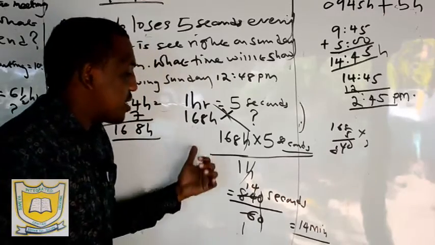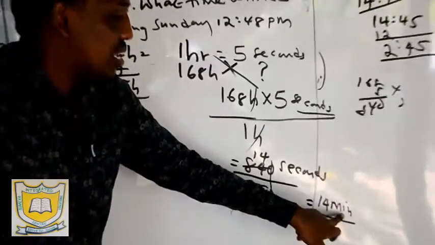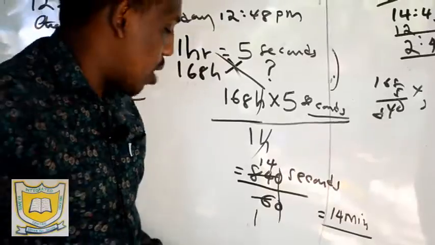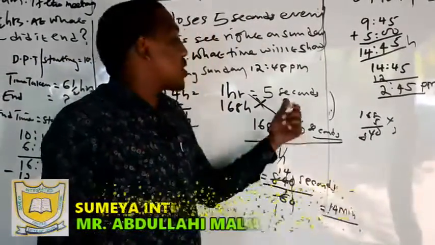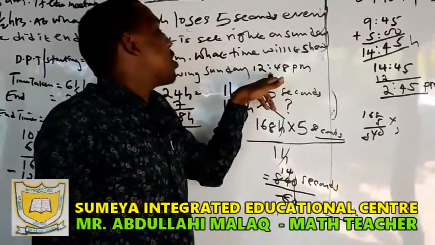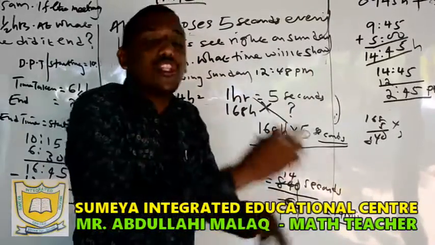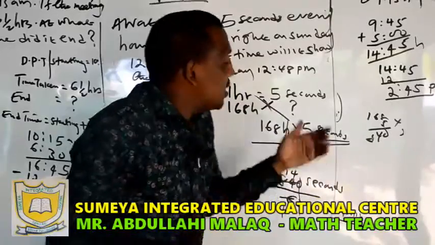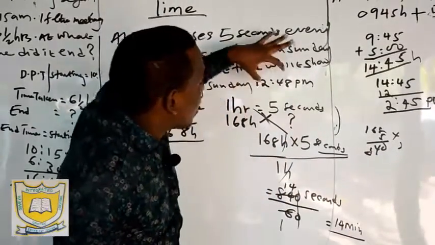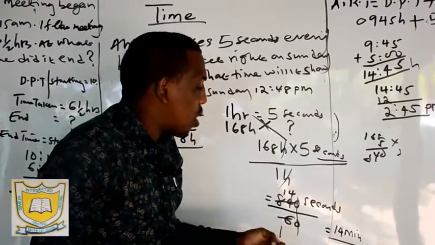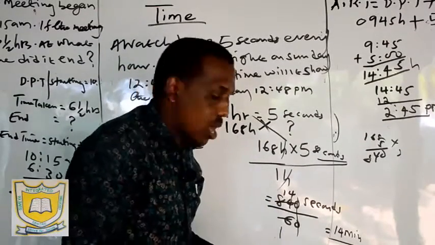So in 7 days it was losing 14 minutes. So what time will it show now? If it has lost the 14 minutes, what time will it show now, when it is 12:48 p.m.? So what we do now, we subtract, because it was losing.